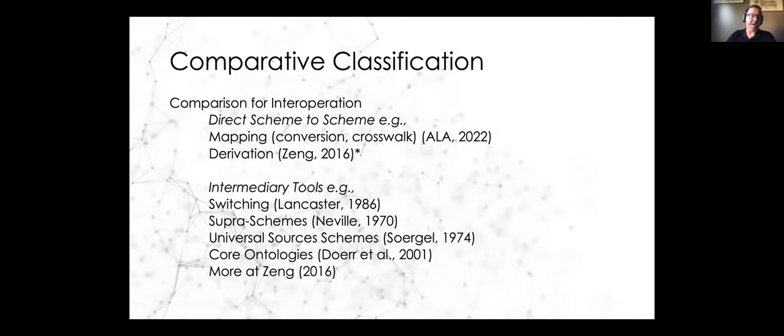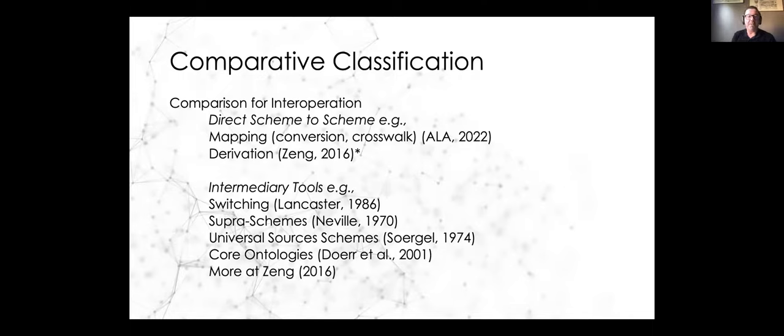But I think there's two kinds of interoperation. There's a direct scheme-to-scheme interoperation where we can map, and that's the kind of comparison that we do. Marcia talked about derivation as well, and I asterisk that because that challenges my definition of interoperation. So I'd like to talk with you more about that, Marcia.